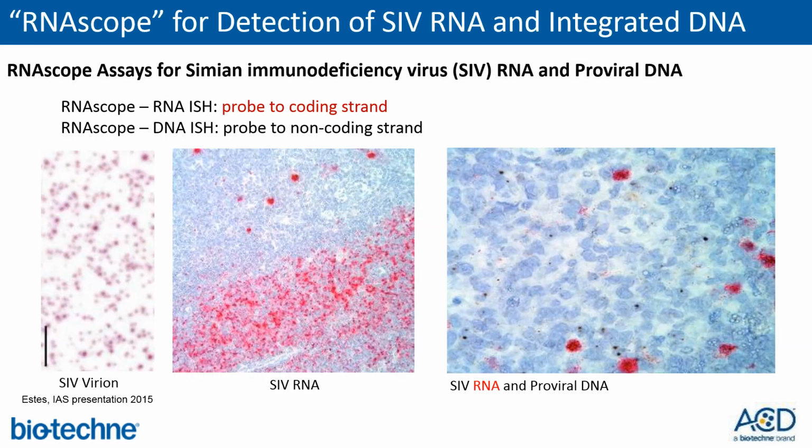And this is illustrated in work from Jake Estes and others, which show the use of RNAscope for the detection of SIV. What's shown here are two assays, a duplex assay using one probe in red to the coding strand, which is detecting lytic SIV, and another probe to the non-coding strand corresponding to integrated viral DNA. And that can be highlighted here, shown here in circles. You see individual dots in cells where the virus is integrated, and the red signal is, of course, the much stronger lytic signal coming from the viral RNA.